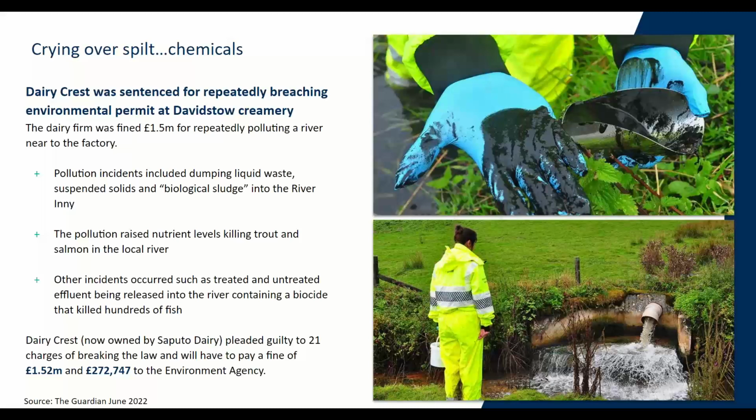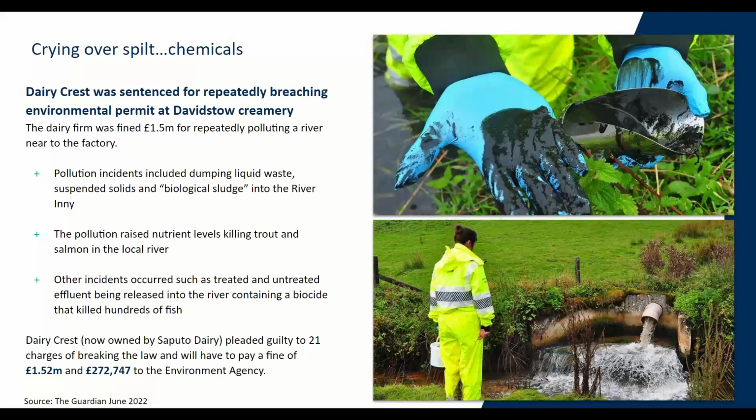The site, the UK's largest dairy processing facility, makes Cathedral City cheese, Clover, and Country Life butter, and the court heard how in 2016, Dairy Crest began to install cutting-edge equipment to process whey that could then be sold to baby formula manufacturers and as probiotic food additives. However, that equipment didn't work as it was meant to, and over several years, the company basically dumped liquid waste, suspended soil, and biological sludge into the river, raising its nutrient levels and killing trout and salmon.